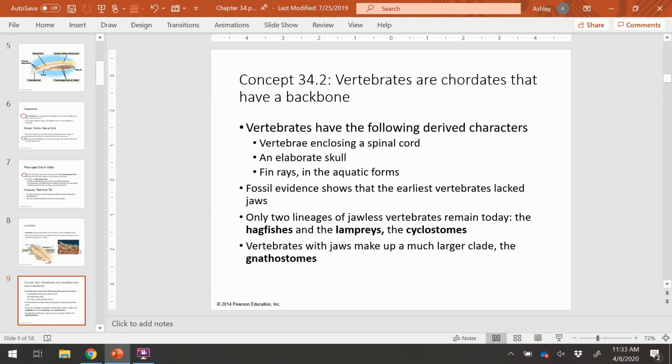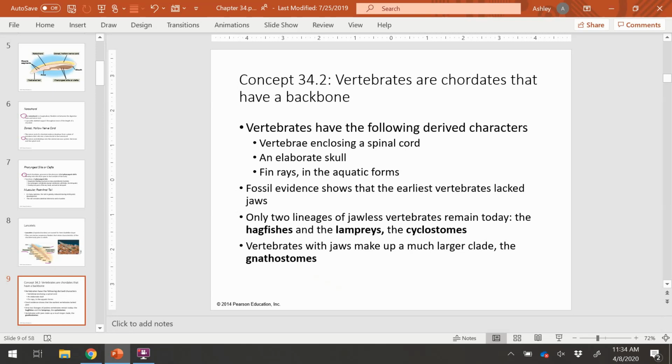And so there are some vertebrates that do not have jaws. And of those jawless vertebrates, only two lineages remain today. Those are the hagfish and the lamprey. So those are the first ones we'll see in terms of organisms.